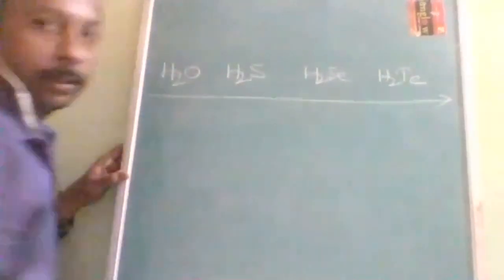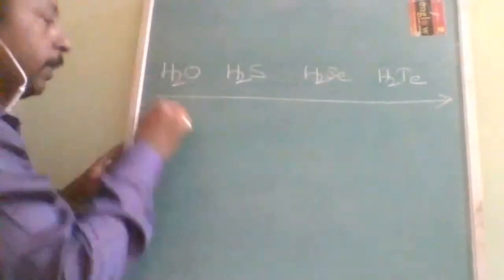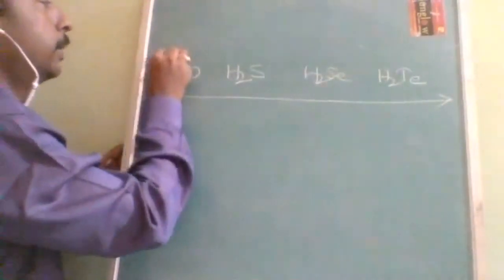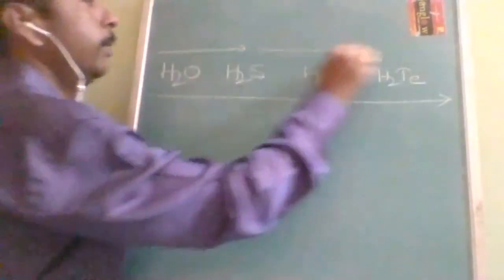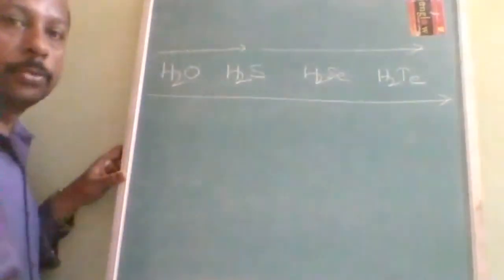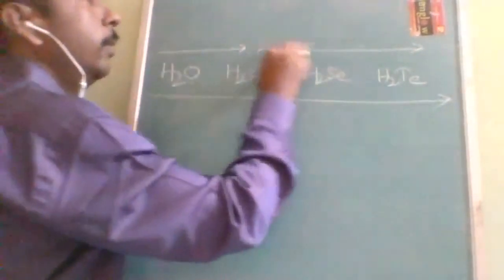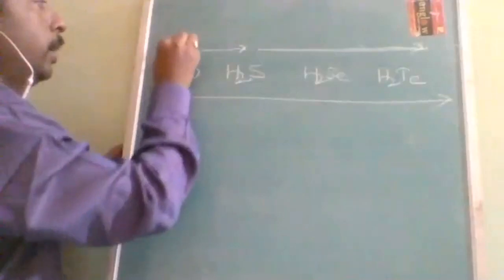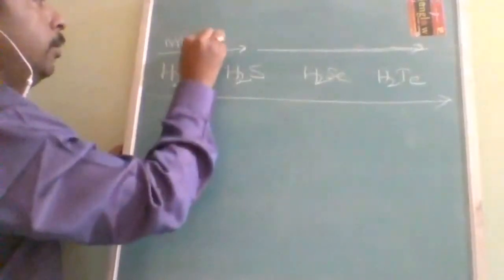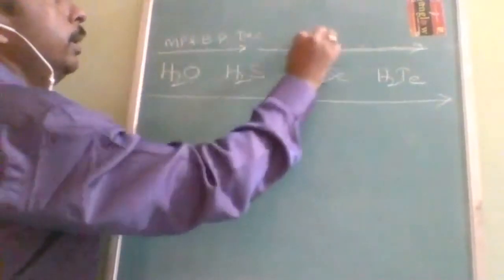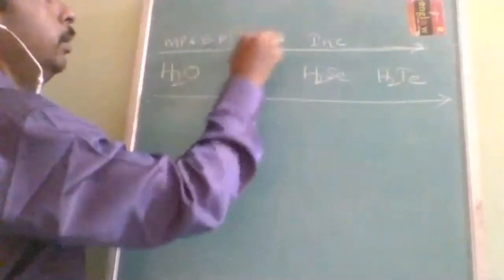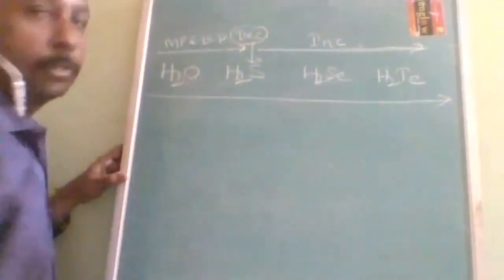What are the things changing? Actually, there is an exceptional case. From here to here it decreases, from here to here it increases. What are those two characters? Melting point and boiling point. First they decrease, then increase. First it decreases up to H2S.